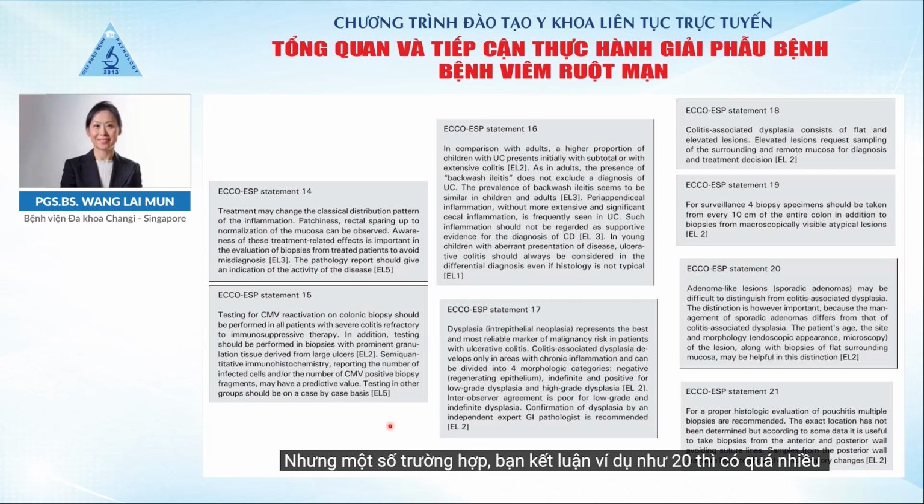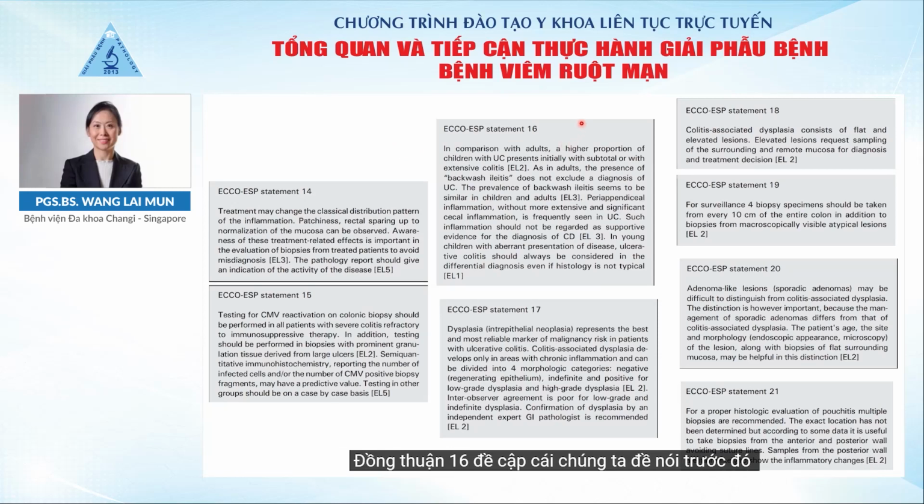But in some situations, let's say you've reported like 20, there are too many CMV inclusions, then the clinician will choose to get an infectious disease doctor on board to review the patient, to decide whether to start treatment for CMV at the same time as stepping up treatment for ulcerative colitis. There may also be circumstances that with pan-fulminant colitis, the patient may end up having a colectomy. So these are important factors to bear in mind.